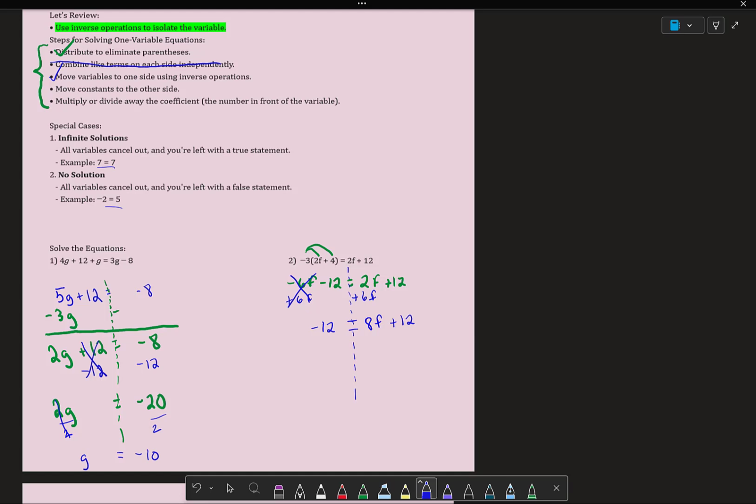And then finally, move constants to the other side. And remember, we want to move them to the other side away from the variable. So this time, this +12, it's got to go because we want the f isolated. So we're going to subtract 12 from both sides. 12 minus 12 is 0. -12 minus 12 is -24.